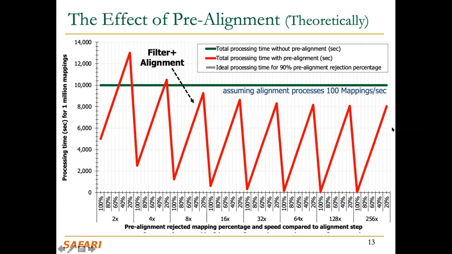What does it say? Focus at this point, for example. If the filter rejects everything, totally everything, so 1 million pairs get rejected, what does that mean? It means we have zero time for the alignment because there is nothing coming out of the filter. And the only time we calculate over here is the filtering, because the only thing operating is the filter. And the filter is 2x faster than the alignment. So that's why the runtime here is around 5,000 seconds, which is half of the alignment.